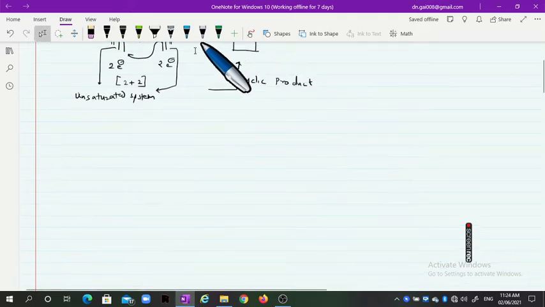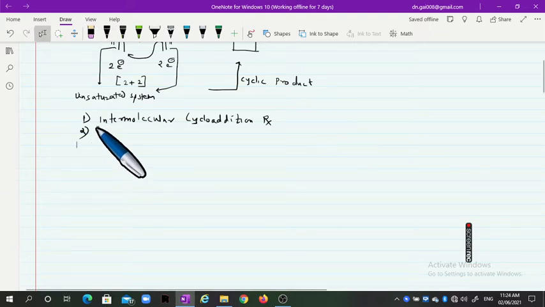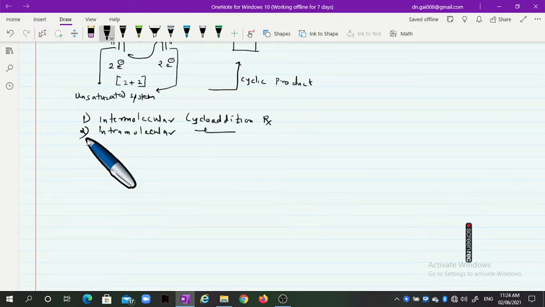Now, cycloaddition reactions are of two types. It's divided into two groups. First is the intermolecular cycloaddition reaction, and the second one is the intramolecular cycloaddition reaction.